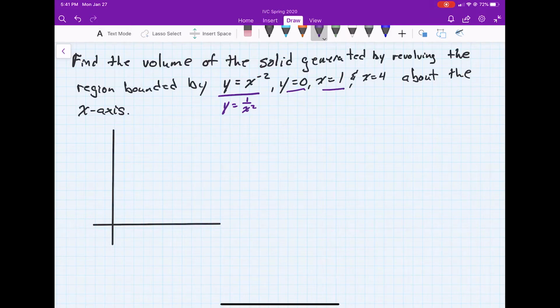And then we have these other boundaries. And this tells us that we're going to be in quadrant 1. So that's why I've only drawn a graph for quadrant 1. And we are going to be rotating about the x-axis. So 1 over x squared is just like this. It's just slightly different concavity than 1 over x. The y equals 0 is going to be this line, of course. And then x equals 1.